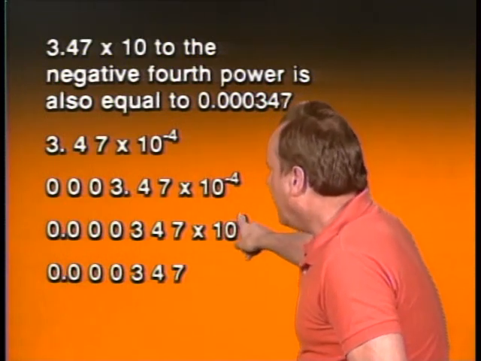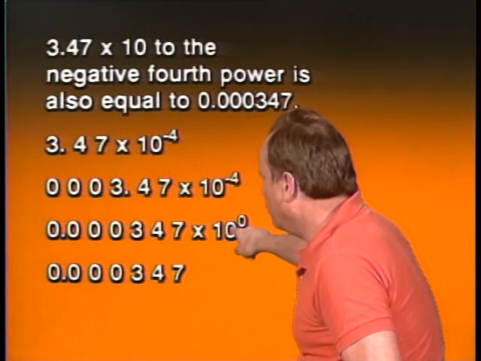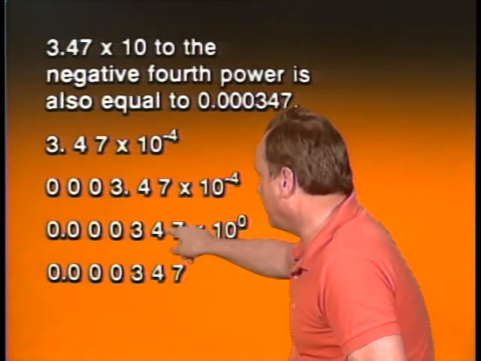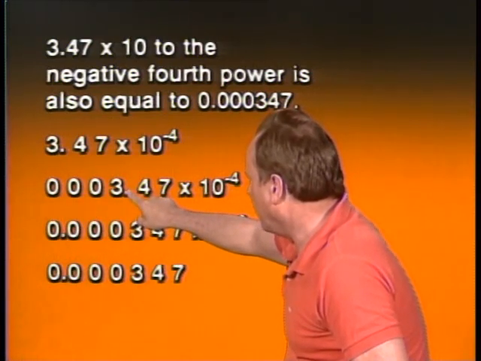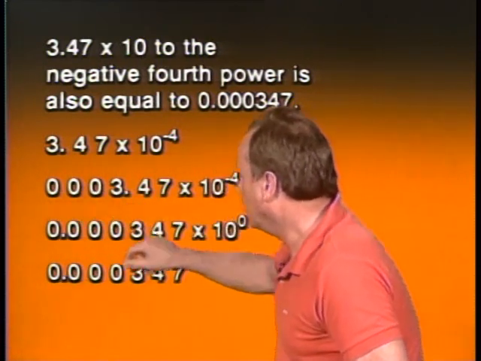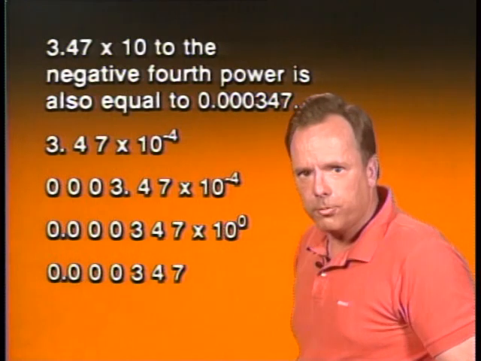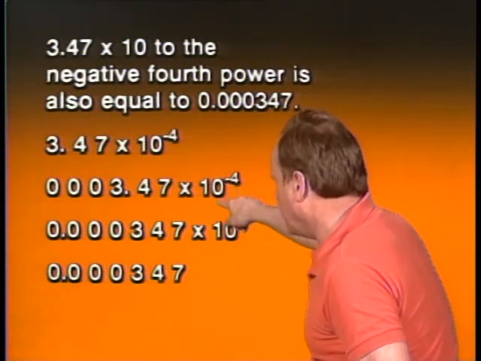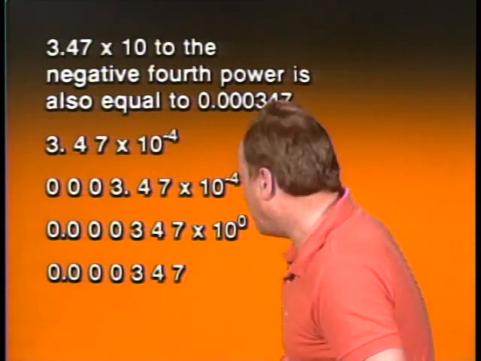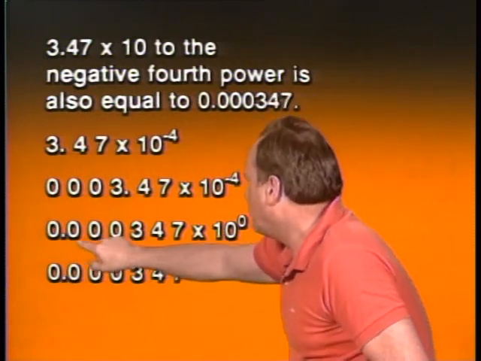All right? Now, since we've increased this by 10,000 here, we'll have to divide this side by 10,000. So we'll take this decimal point and move it 4 places to the left. 1, 2, 3, 4. And that's easy to remember the 4, by the way, because we increased the exponent by 4. So we move the decimal point to the left by 4 to compensate for that.